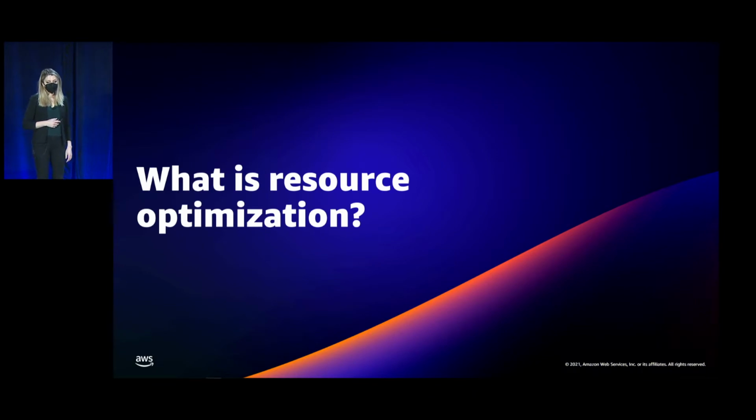So let's talk about what resource optimization is to level set. Resource optimization involves ensuring that your resources have the right configuration based on your goals and best practices. And there are two main types of resource level optimization, each of which is important and contributes to overall resource efficiency. So the right resource configuration will optimize for cost and performance.